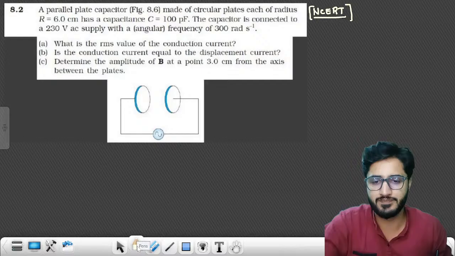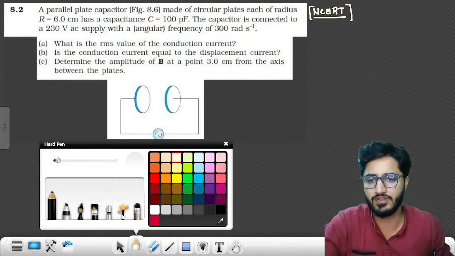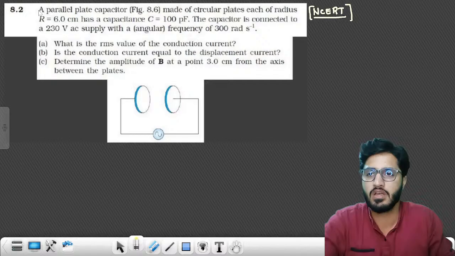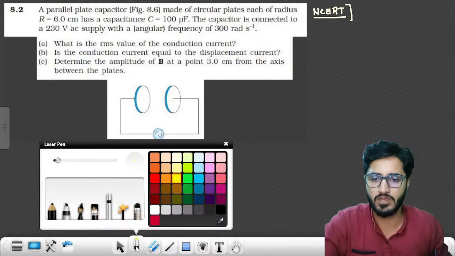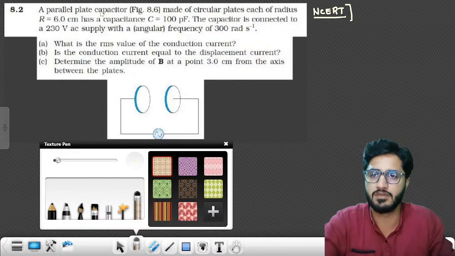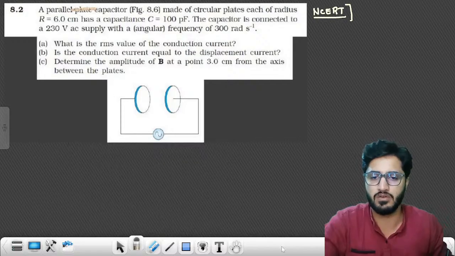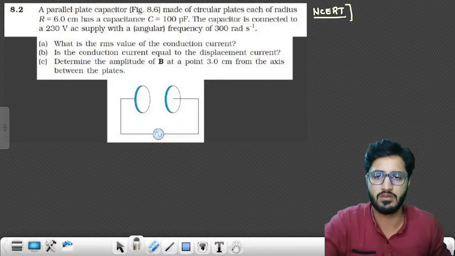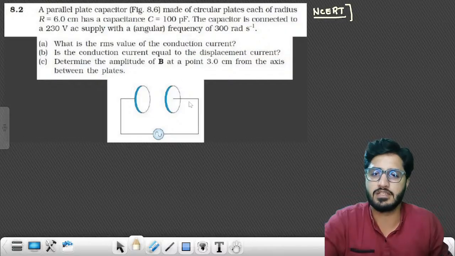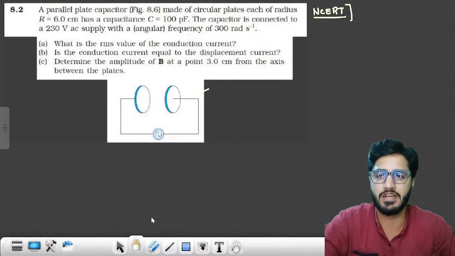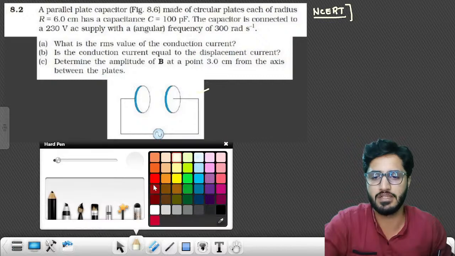And the numerical is like this. A parallel plate capacitor, made of circular plates of radius, so as you can see now, this one is my parallel plate capacitor. If I can just make this one now.